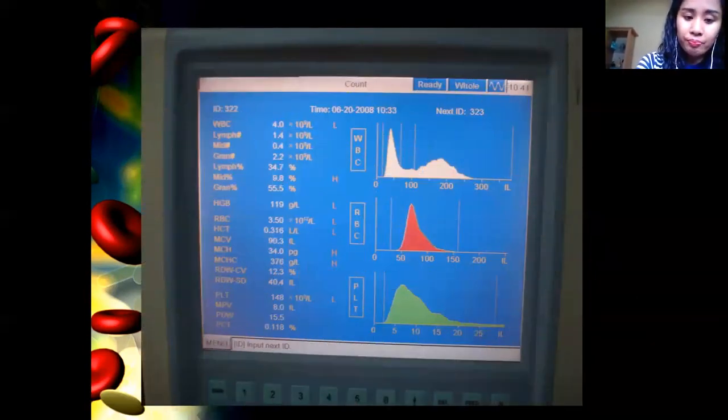May mga... parang ano sa akin to? Parang nostalgic. Ganito yung makina namin noong intern ako, class.